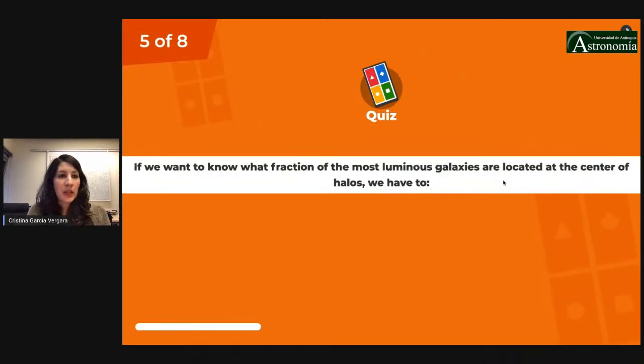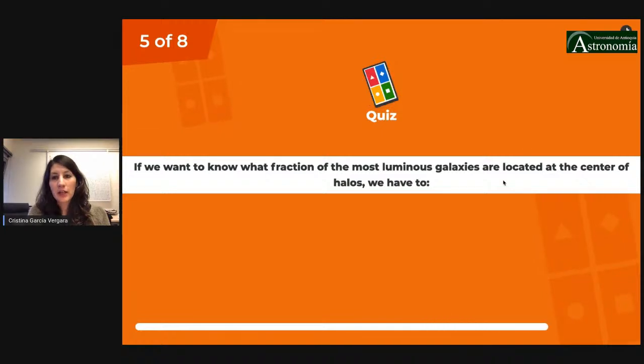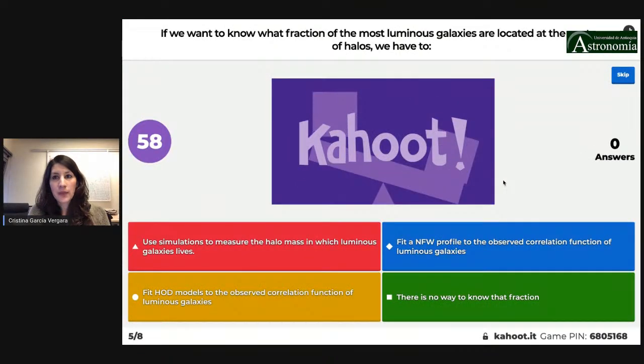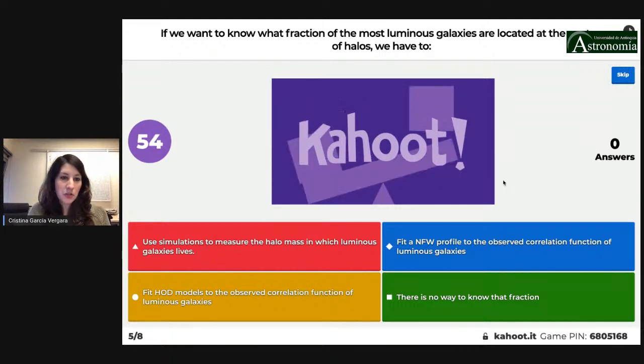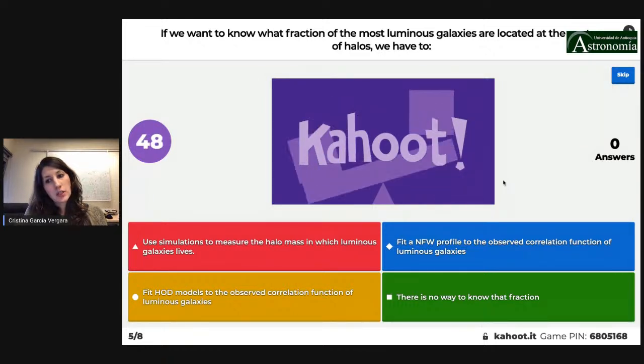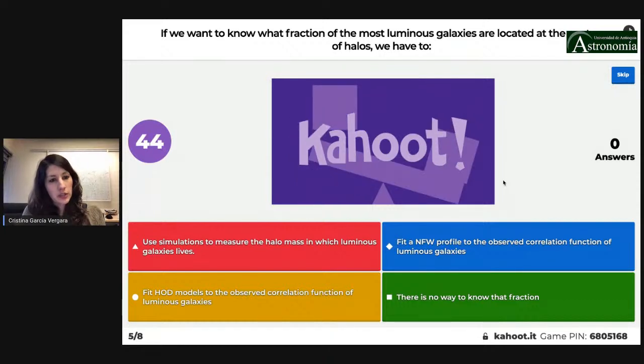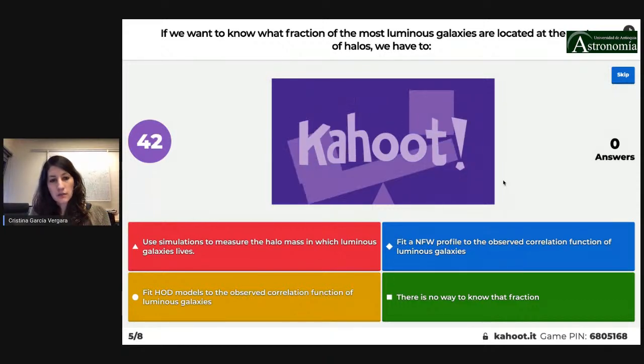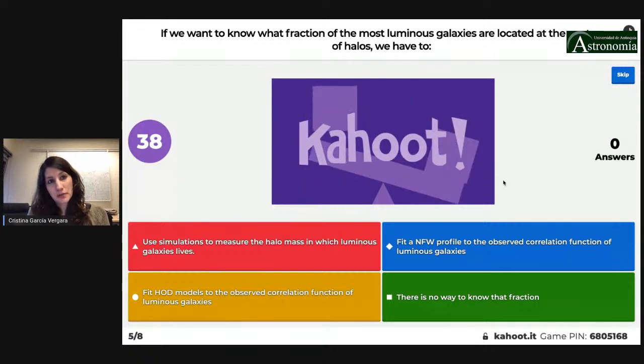Next question. If we want to know what fraction of the most luminous galaxies are located at the center of the halos, we have to use simulations to measure the halo mass in which luminous galaxies live, fit a Navarro-Frenk-White profile to the observed correlation function of luminous galaxies, fit HOD models to the observed correlation function of luminous galaxies, or there is no way to know that fraction.